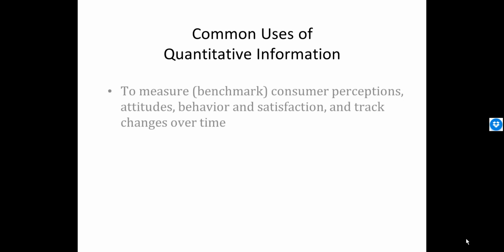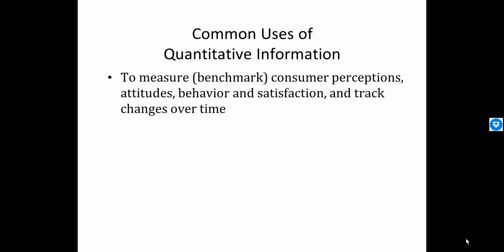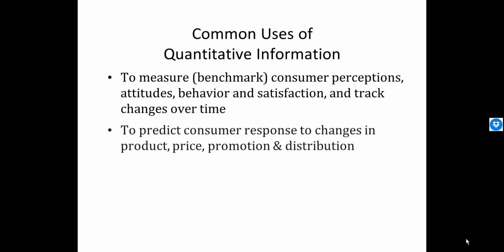Now, what are the common uses of quantitative information? Well, quantitative information is very important in measuring or benchmarking consumer perceptions and other aspects such as attitudes, behavior, satisfaction, and so on, and to track these changes over time to see how consumers are moving or evolving over time in their attitudes and in their behavior.